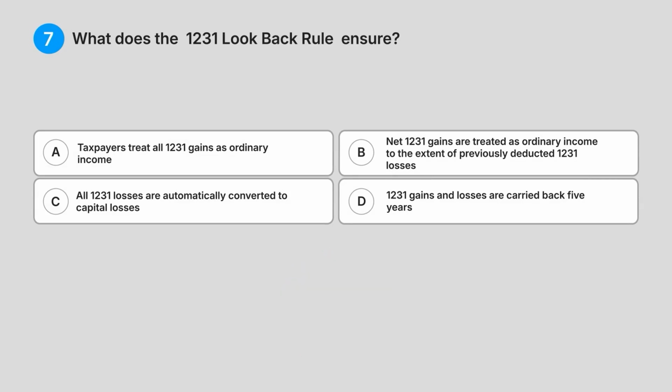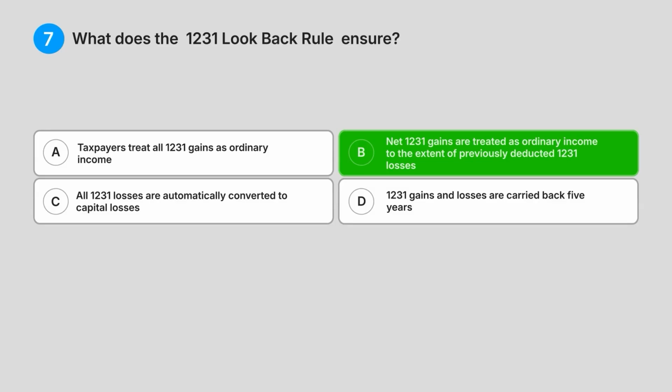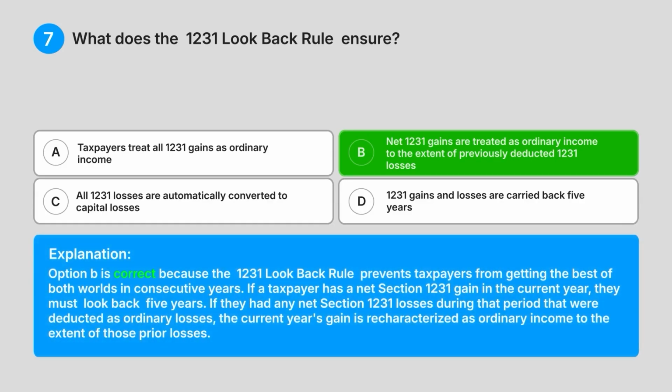Correct answer: B. Net 1231 gains are treated as ordinary income to the extent of previously deducted 1231 losses. Explanation: Option B is correct because the 1231 look-back rule prevents taxpayers from getting the best of both worlds in consecutive years. If a taxpayer has a net Section 1231 gain in the current year, they must look back 5 years. If they had any net Section 1231 losses during that period that were deducted as ordinary losses, the current year's gain is recharacterised as ordinary income to the extent of those prior losses.